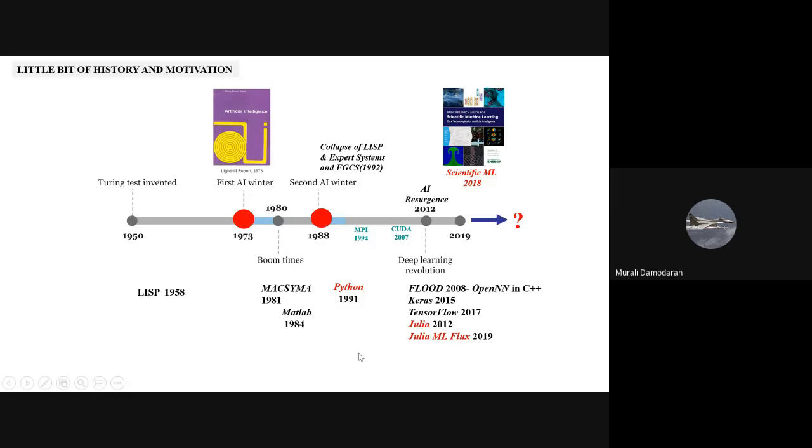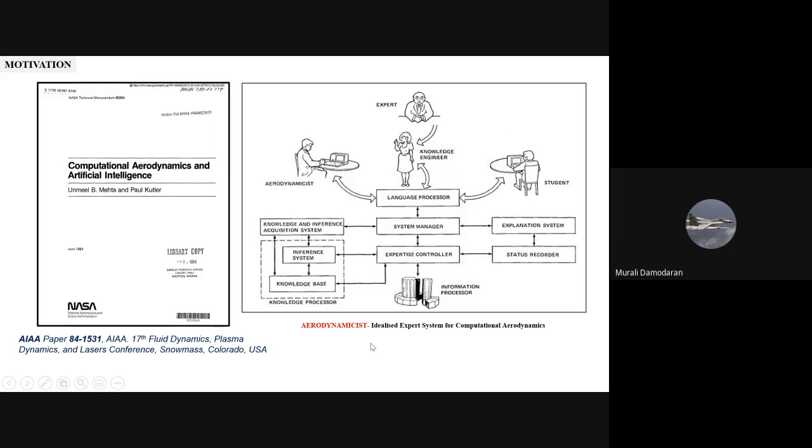Myself, I'm familiar with Fortran. I grew up in that age, but you need to pick up new things if you want to do things differently. The first time I saw anything about artificial intelligence was through this report when I was a research fellow working in NASA Ames, and somebody was writing a topic on computational aerodynamics and artificial intelligence.